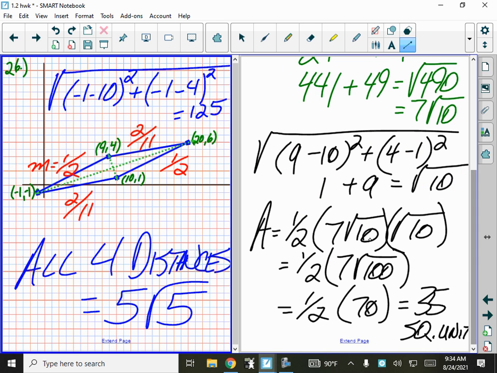I pretty much got technology. Just saying. How long would that have taken the average teacher? Square units, I don't know what it was supposed to be. My book just says 35.